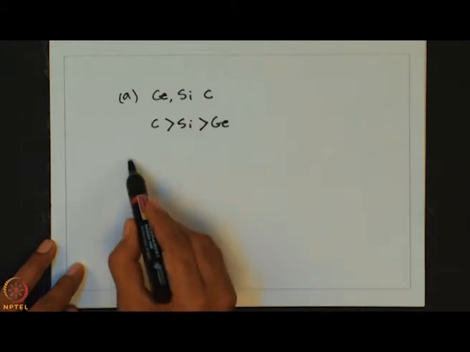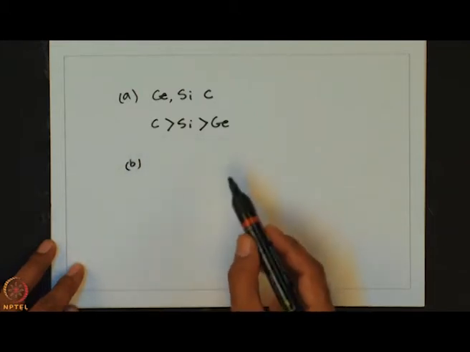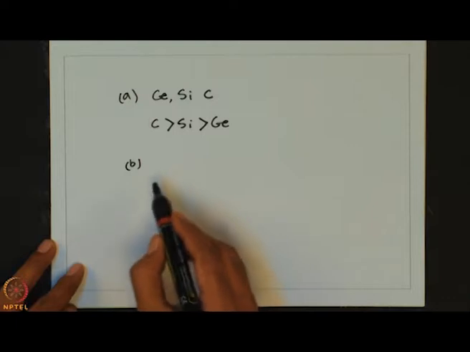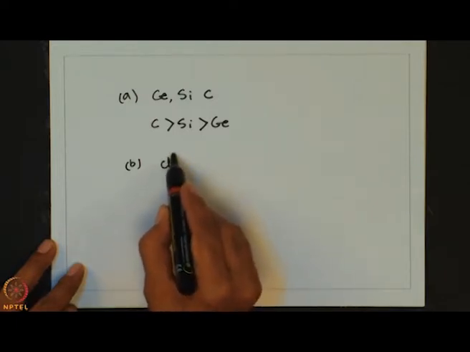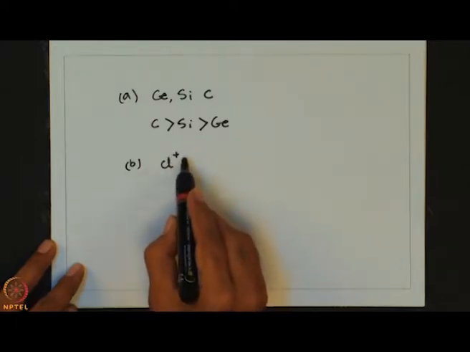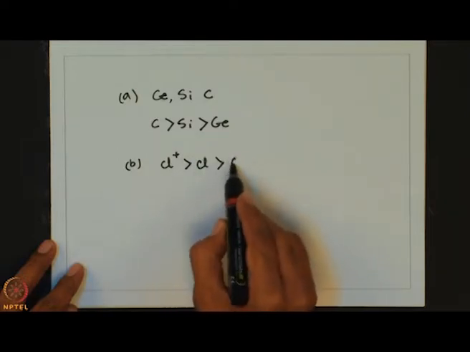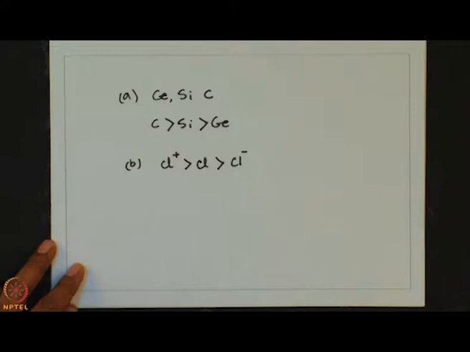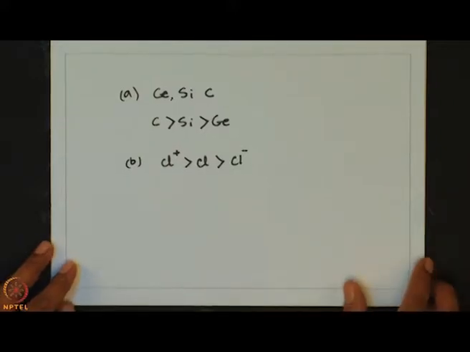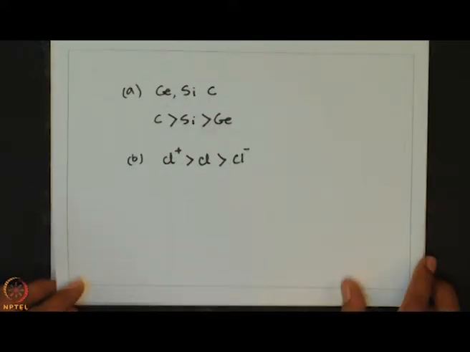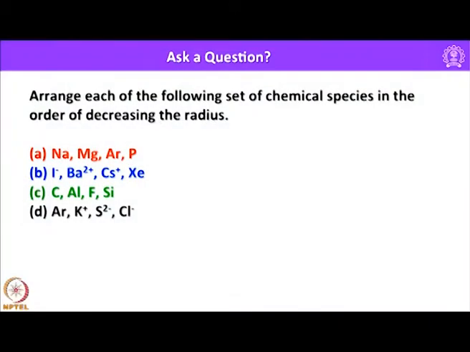This is the answer. In case of B, it should be the other way around. Cl plus has more electron affinity compared to Cl, and that in turn compared to Cl minus. So, this is the decreasing order of their electron affinity for both the sets of chemical species given here. Let us look into one more question here.